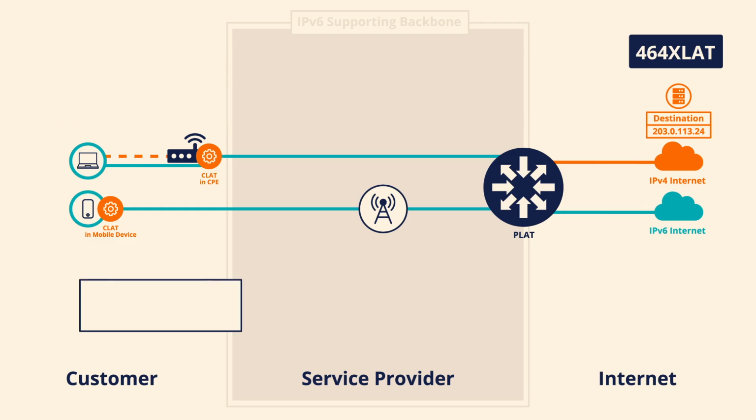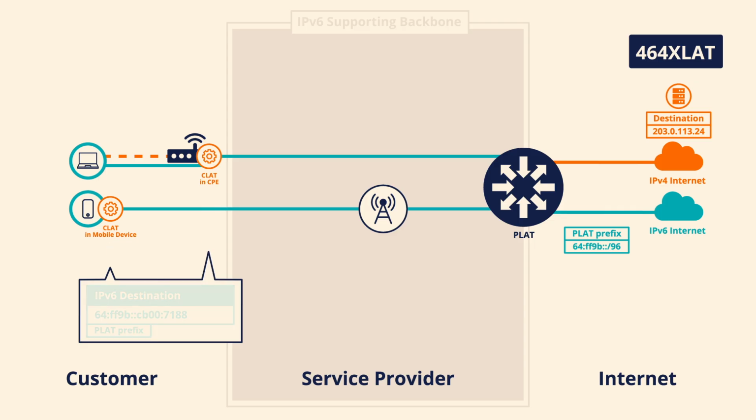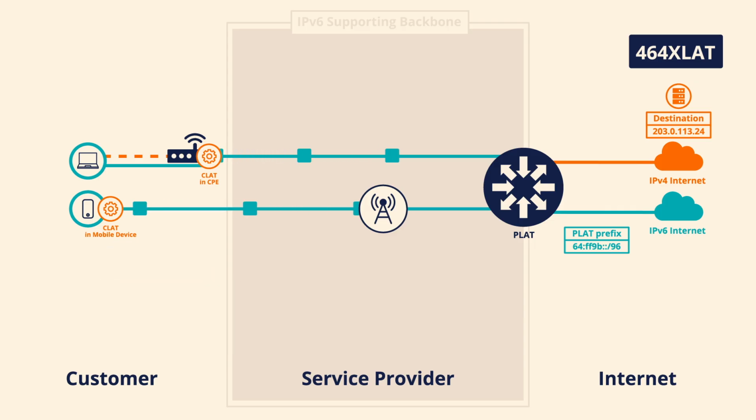The CLAT translates the IPv4 source address to an IPv6 address. The IPv4 destination is translated using the PLAT's configured prefix. The translated IPv6 packet traverses the provider's IPv6-only network to the PLAT, routed like any other IPv6 traffic.